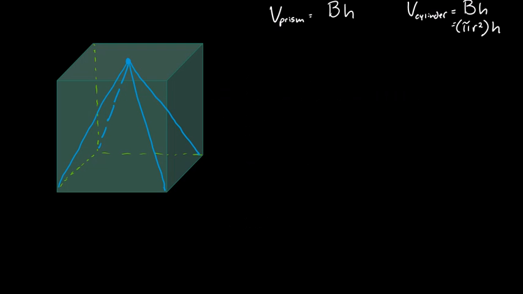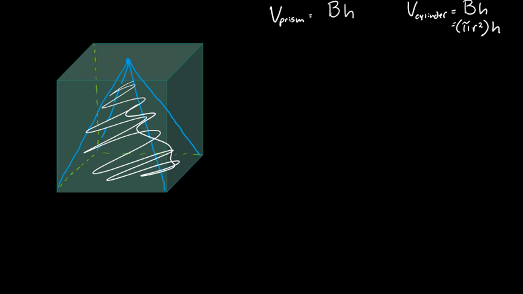So first I have a picture of a cube and a pyramid inside of that cube. I should be able to deduce that if I were to fill up the pyramid with some sort of liquid, it wouldn't fill up the entire cube, or the prism. So I should know that it's not going to be the full base times height, but it's going to be a little bit less than that.